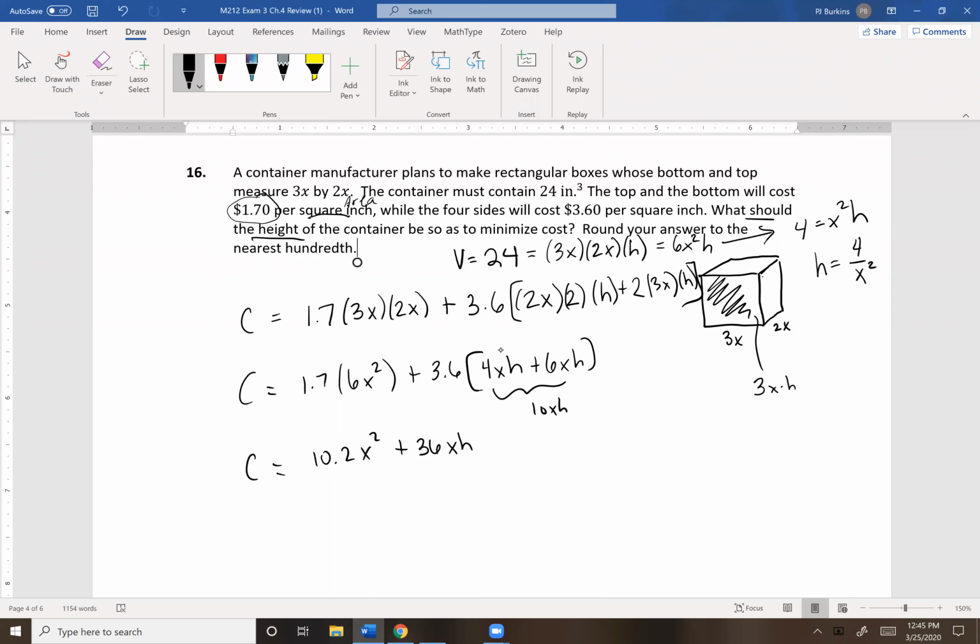And then this side is 2x by h. So I have two of those. Oops. Come on, pen, what are you doing?